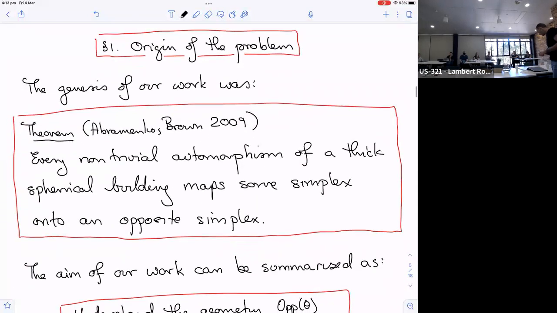Okay, so here's the origin of the problem, and it really came from this paper of Van Maldeghem, and it said that every non-trivial automorphism of a thick spherical building maps something to an opposite. So compare that to a thin building, which in a generalized n-gon case is actually just an n-gon.